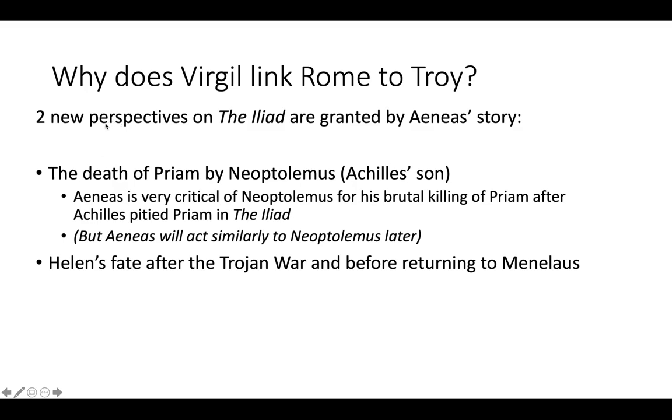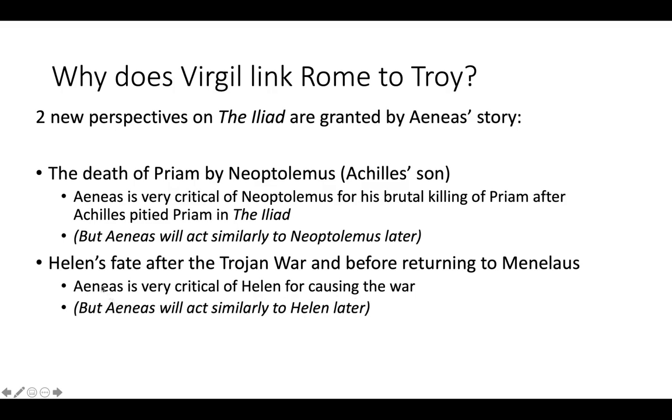Another thing we get a new perspective on is Helen's fate after the Trojan War, before returning to Menelaus. Aeneas is very critical of Helen for causing the war. He hates her. In fact, he thinks about killing her. But Aeneas will act very similarly to Helen later. So the new perspectives we're given on the Iliad and the Greek works of old kind of complicate the story of Rome. There's a way in which this is both a celebration and a critique of what Rome is and who Aeneas is as the founder of Rome.